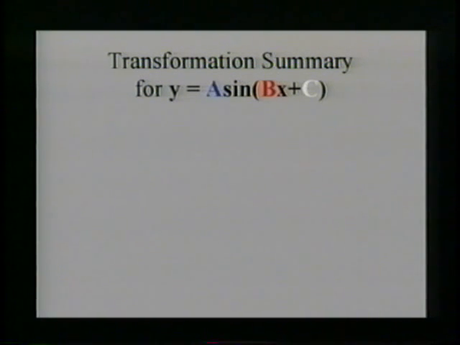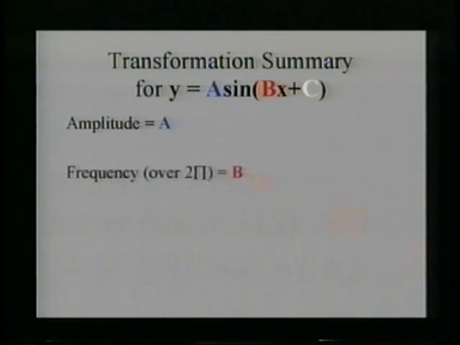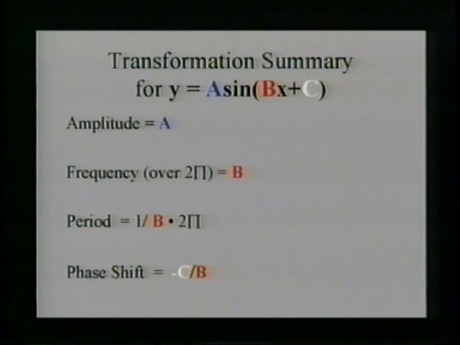Okay, so in summary, if we have an equation of the form a sine bx plus c, the amplitude will always be the number a, the number in front of the sine. The frequency, now this is how frequent you get to do the spaghetti curve over 2 pi, or over 360 degrees, is b, the number in front of x. And the period, how long it takes on your graph to finish your spaghetti curve, is 1 over b times 2 pi. And our phase shift, the amount we moved left to right, is always minus c over b.